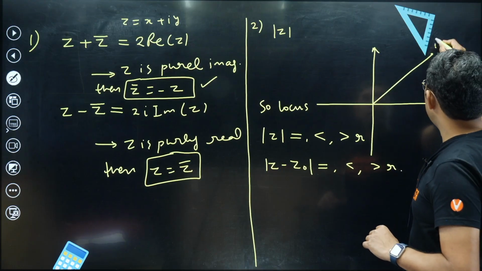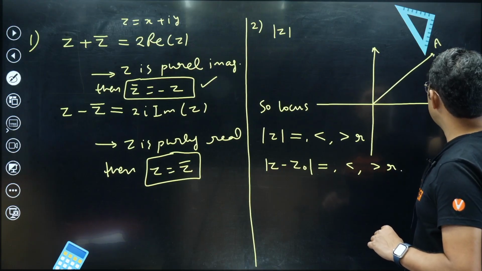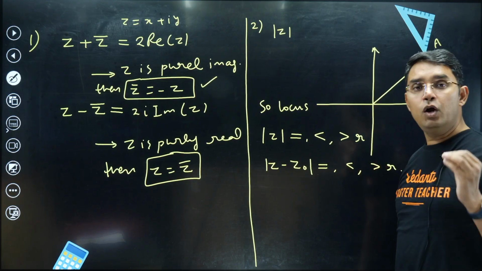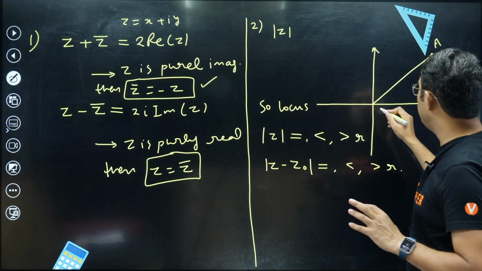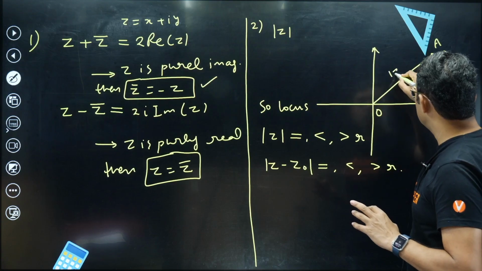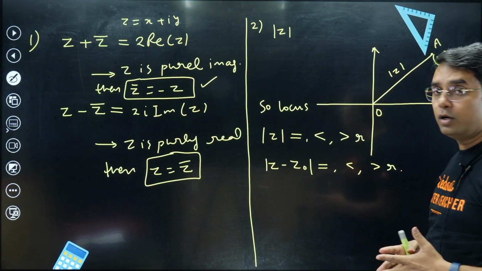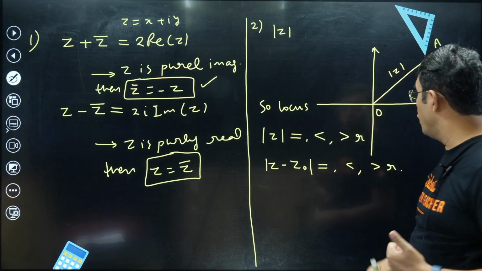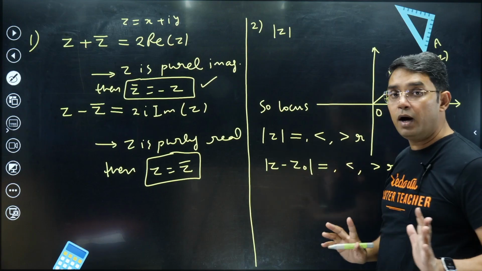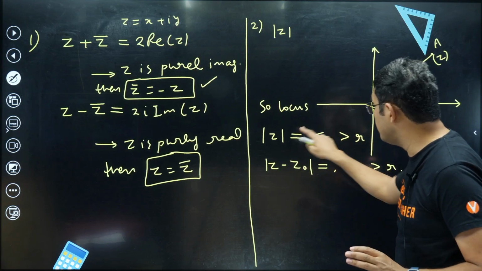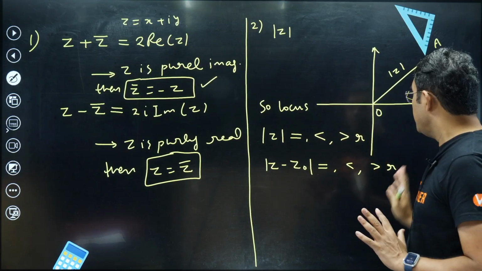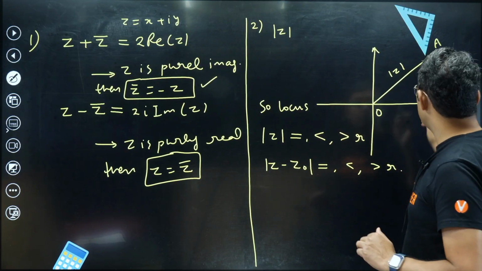Mod Z for any number, let's say A represented by complex number Z on the Argand plane, means its distance from origin. Mod Z means the distance of A from origin is called the mod, which means we can denote the locus like mod Z equal to R, mod Z less than R, mod Z greater than R. In this case, what will happen?